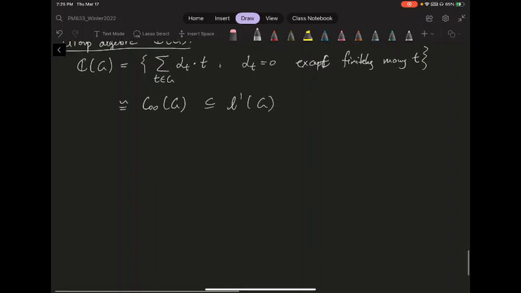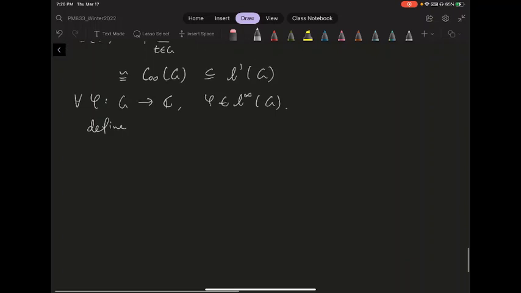All right, so let's talk about a map called the multiplier. For every phi from your group to the complex numbers, let's assume that your phi is in the L infinity of G. You can define a map called the multiplier. Let's use m_phi. So m_phi goes from your group algebra, CG, to CG.